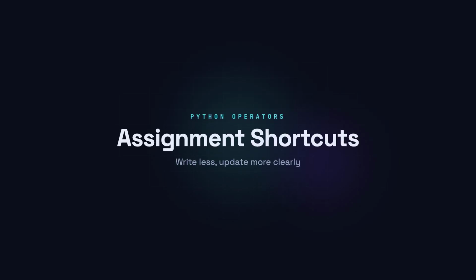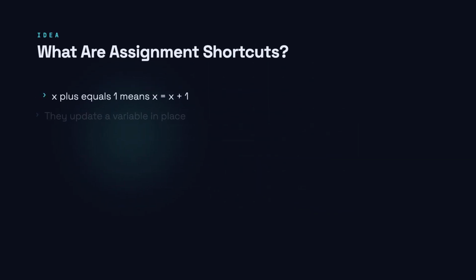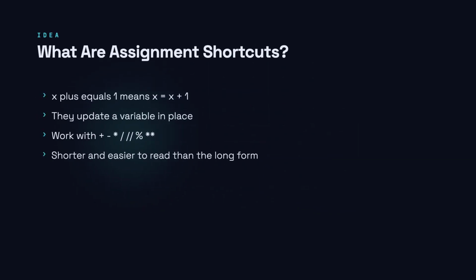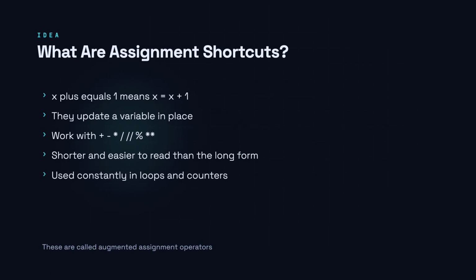In Python, updating a variable is something you will do constantly. Assignment shortcuts give you a faster, cleaner way to do it. An assignment shortcut combines a math operation and an assignment into one step. Instead of writing x = x + 1, you just write x += 1, and Python knows exactly what you mean.